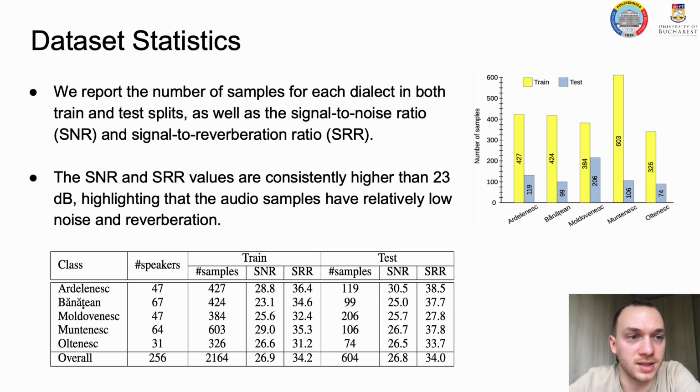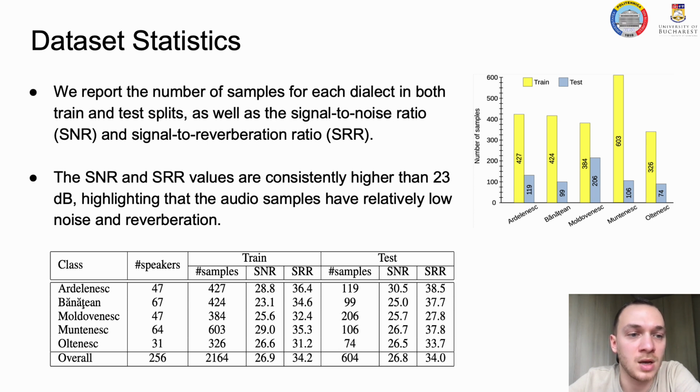Let's see the dataset statistics. We report the number of samples for each dialect in both train and test splits, as well as the signal-to-noise ratio, SNR, and signal-to-reverberation ratio, SRR. The SNR and SRR values are consistently higher than 23 dBs, highlighting that the audio samples have relatively low noise and reverberation.